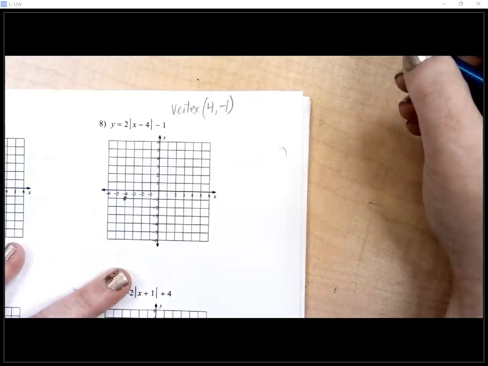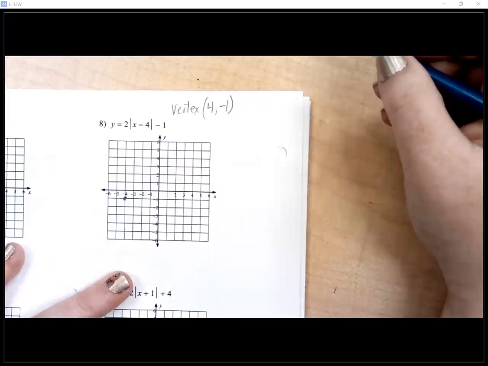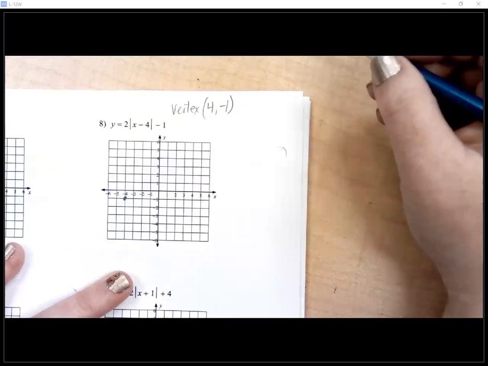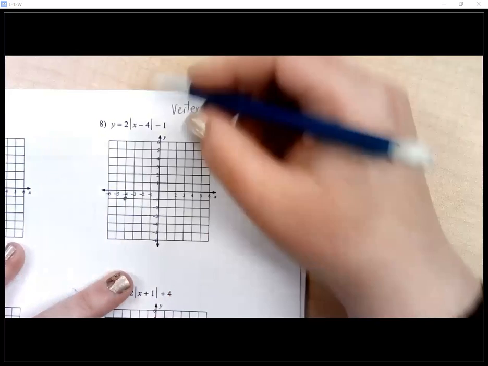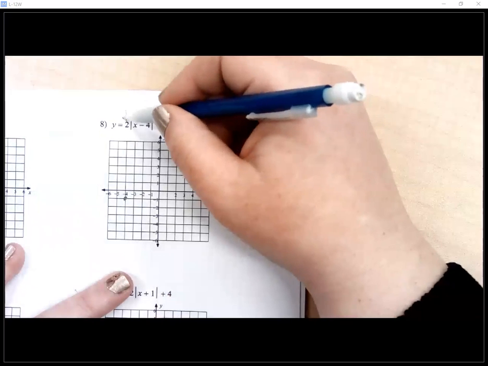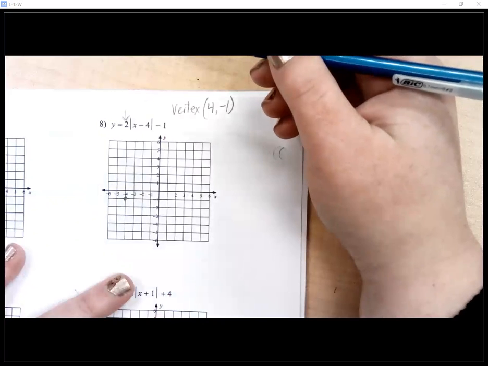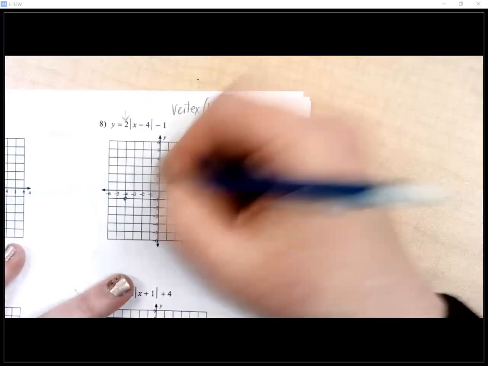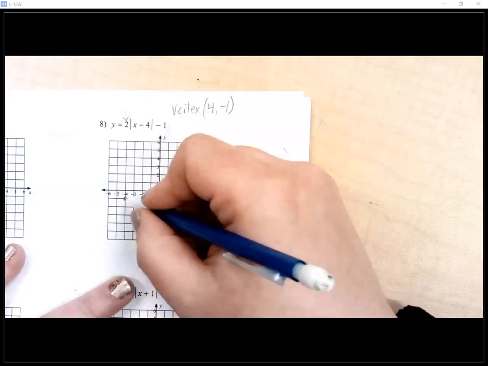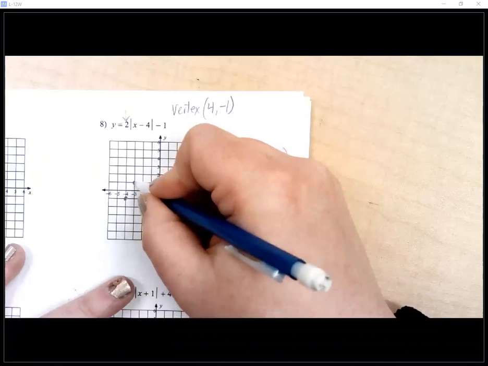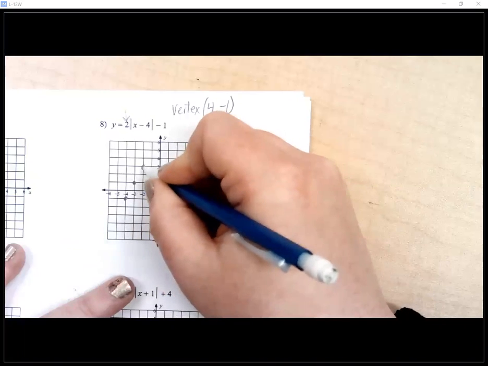Why, yes, I do follow the slope as indicated by letter A, which is whatever is in front of my absolute value. So the slope of my right-hand branch is 2. From the dot that I just made of the vertex, I'm going to go up 2 over 1, up 2 over 1. And then to get the left, I just do it in reverse.